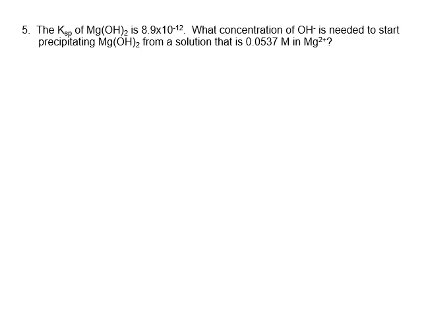Example 5 asks, the KSP of magnesium hydroxide is 8.9 times 10 to the minus 12. What concentration of hydroxide is needed to start precipitating magnesium hydroxide solid from a solution that is 0.0537 molar in magnesium ions? Again, we'll start by writing the dissolution reaction.